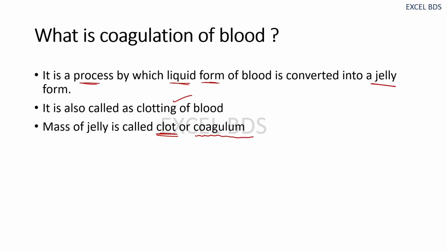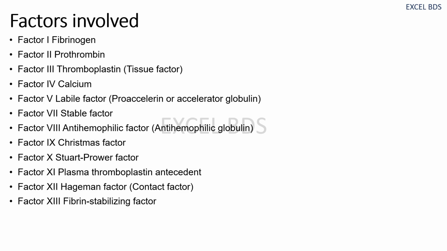The blood which is flowing in the blood vessels is in the liquid form. Because of some reason, this liquid form of blood gets converted into a semi-solid jelly form, and this is called the clotting of the blood. The jelly form which is formed is called a clot or a coagulum. There are many factors involved in the process of coagulation or clotting of blood.